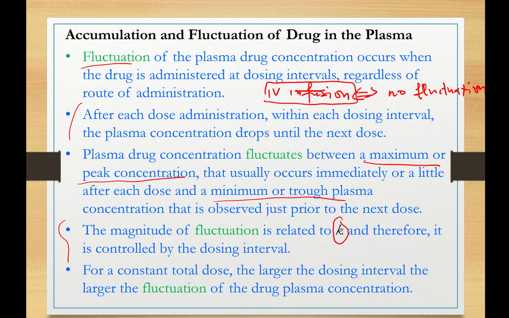And again, this will be proved in the course of pharmacokinetics, but you will see and accept it in a minute when you see the plots. So for a constant dose, the larger the dosing interval, the larger the fluctuation of the drug plasma concentration. Okay? Let us take a look.